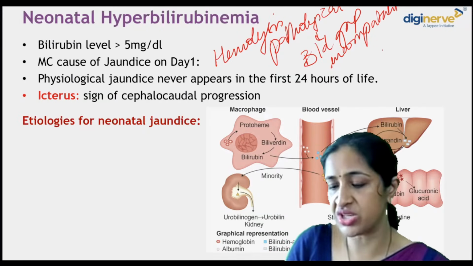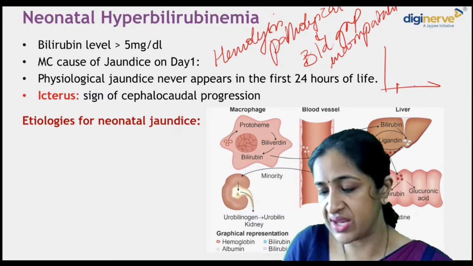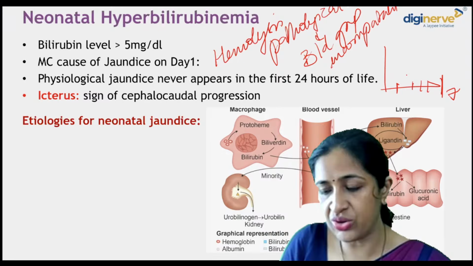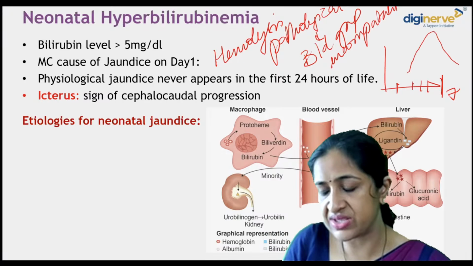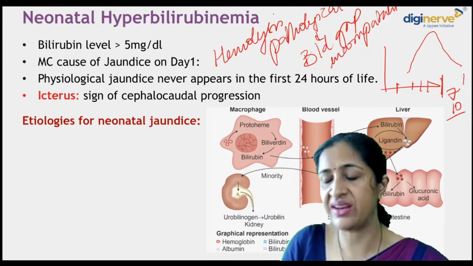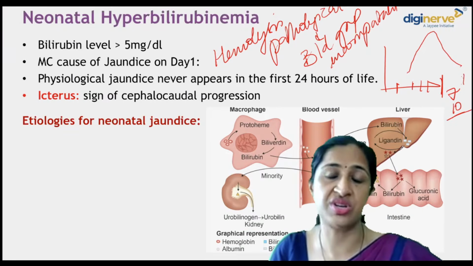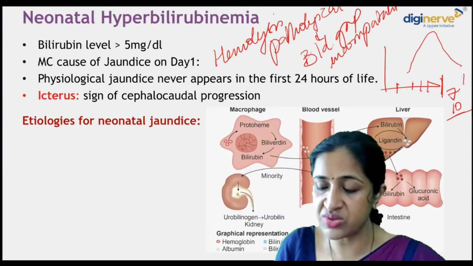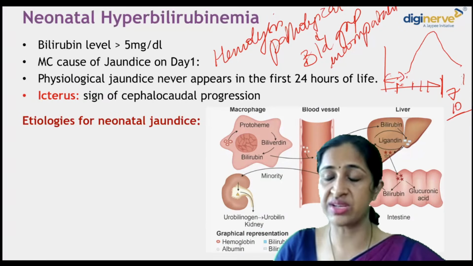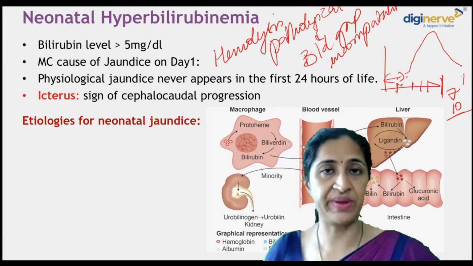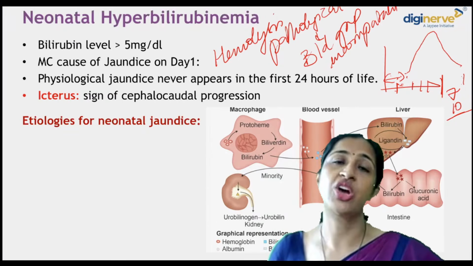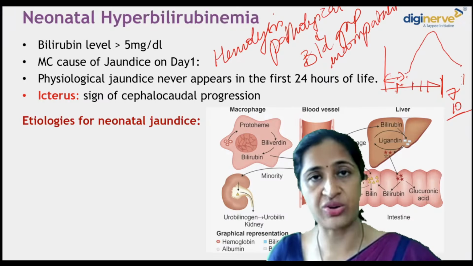That's called physiological jaundice. What happens if this is day 1, day 2, day 3, day 4, and this is day 7? By day 1, you don't see jaundice. By day 2, it starts, peaks, and by day 7, it starts coming down. By day 10, the jaundice has disappeared. This is physiological jaundice. Pathological jaundice is what starts outside of that curve. Jaundice beyond day 10 to day 14, or appearance of jaundice below day 1, all these are pathological. Conjugated hyperbilirubinemia is always pathological.